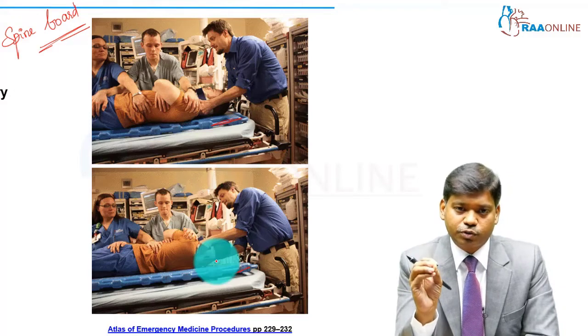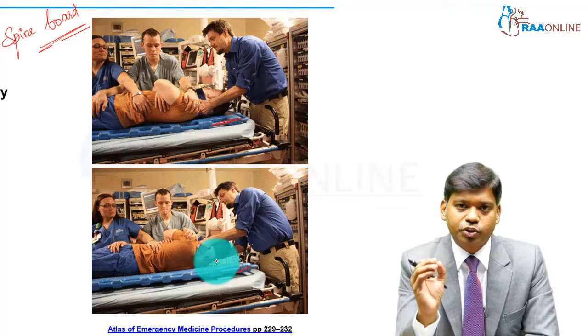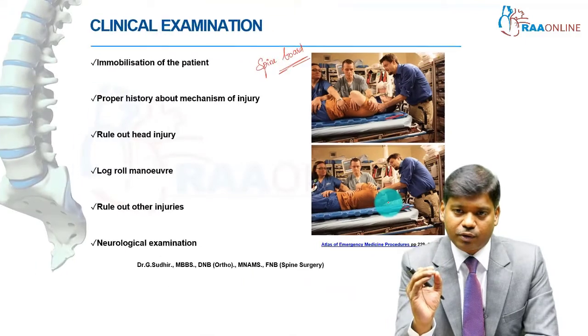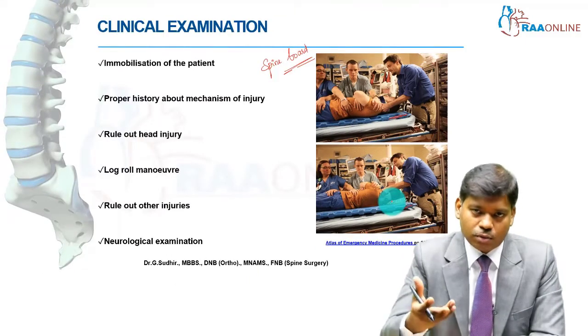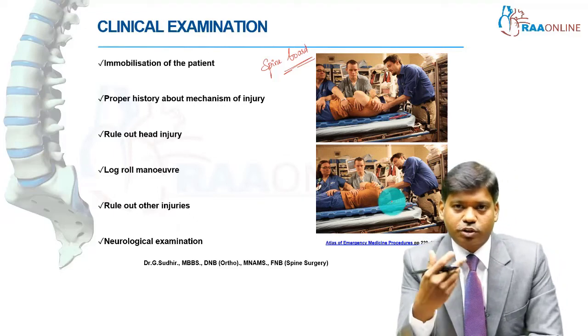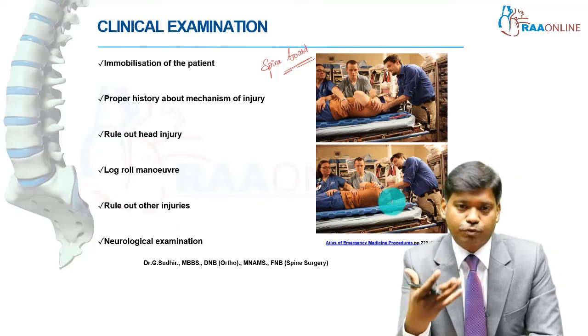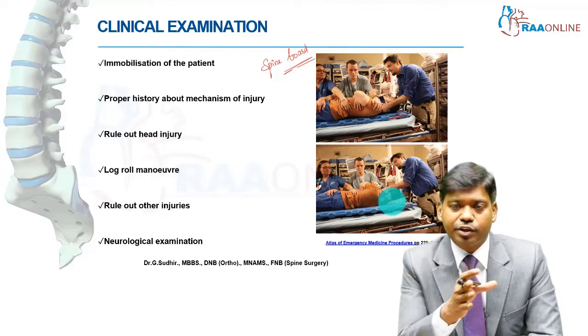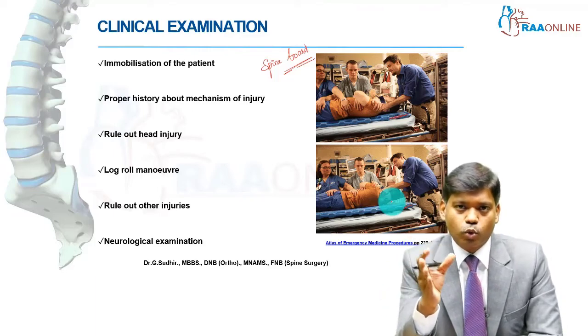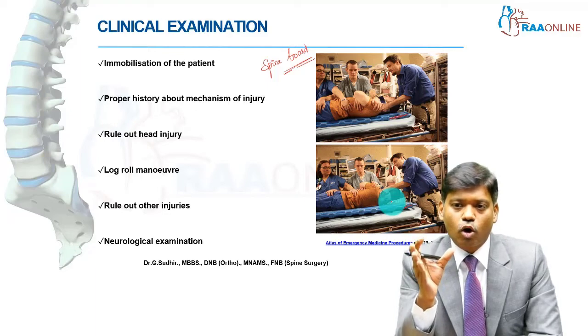or if the patient is conscious with GCS 15, you have to ask a proper history about the mechanism of injury, what happened, whether they were traveling in a two-wheeler or four-wheeler, whether there was a flexion distraction type of injury or a seatbelt type of injury, or what is the type of injury. The next most important thing is to rule out head injury and any other injuries in the body. Whenever you are ruling out injuries, you have to use the log roll maneuver.